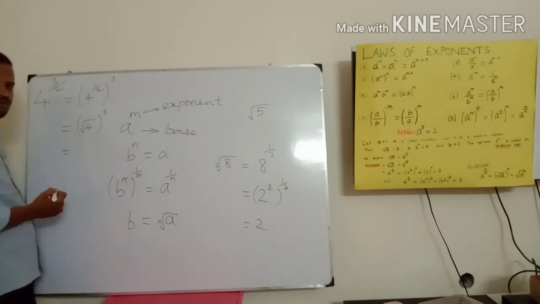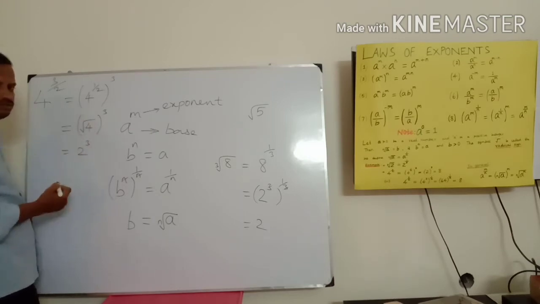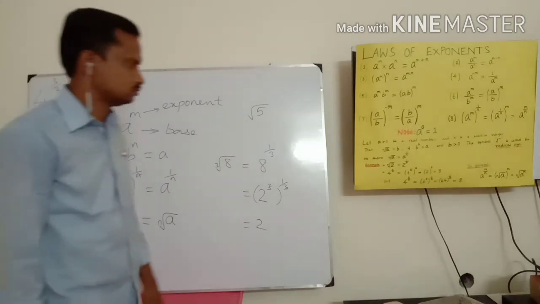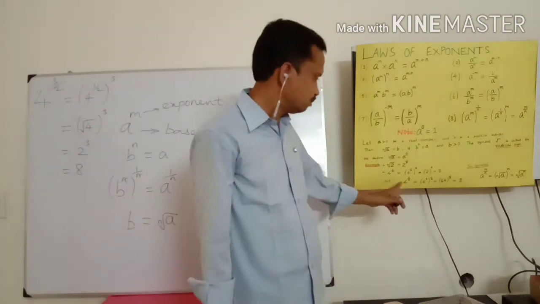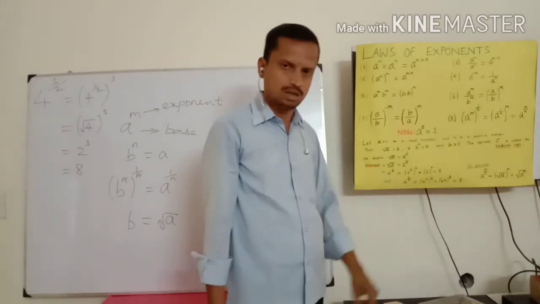And this 4 power 1 by 2, that is nothing but square root of 4 and whole cube. What is square root of 4? That you know well. That is 2, and then the power is 3. And 2 cube is what? 8. So here also I wrote the same. 4 power 3 by 2, you can write like this, and you get 8.